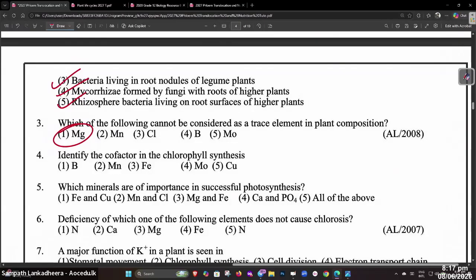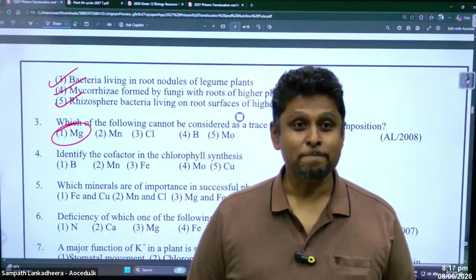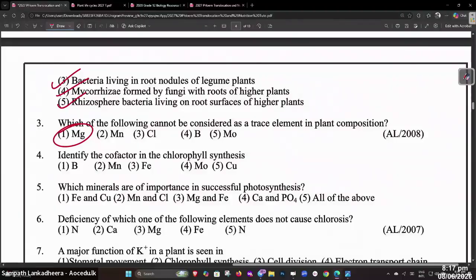Question number 4, people, identify the cofactor in chlorophyll synthesis. Cofactor. What is it? Boron, right? It has to be boron. Boron and potassium are cofactors, two cofactors. So we'll take boron as the answer.